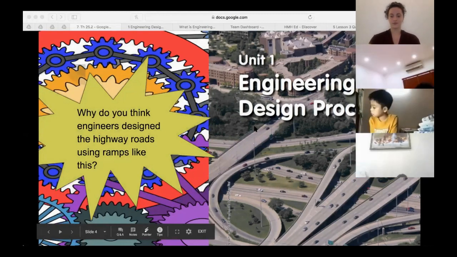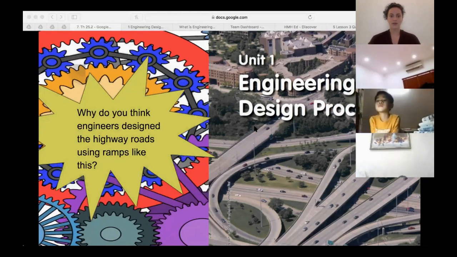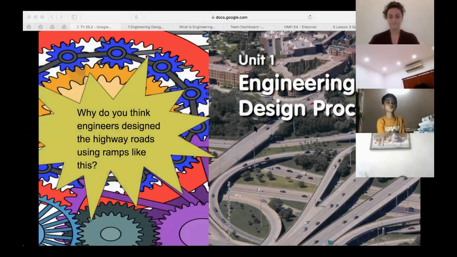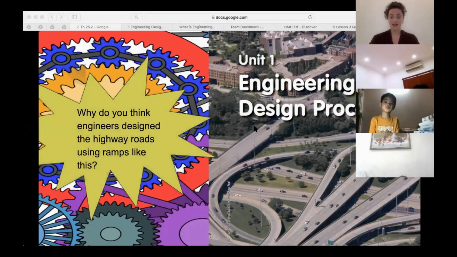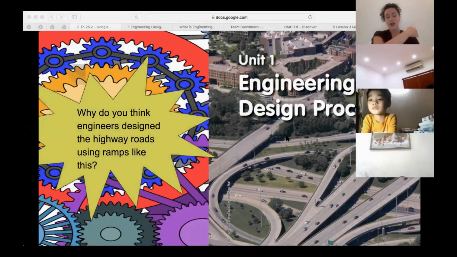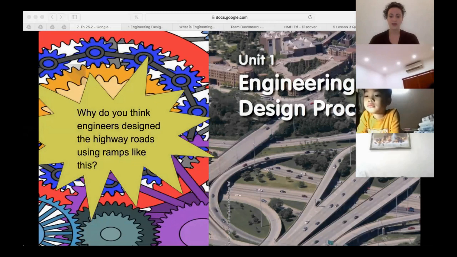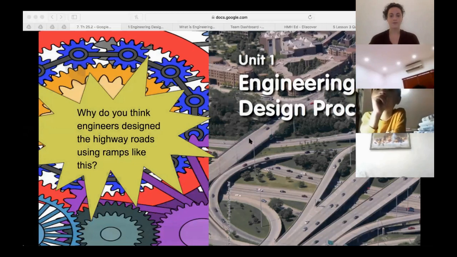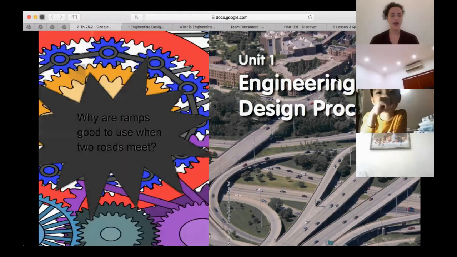How do the ramps help? They help the cars and the scooters and bikes go faster. Exactly. They don't have to wait at a stoplight. They can go up the ramp and start going the other direction. There doesn't have to be a stoplight where all the traffic has to stop. They can just go from one road to the next by getting on the ramp. Last question. Oh, actually, we kind of answered that.